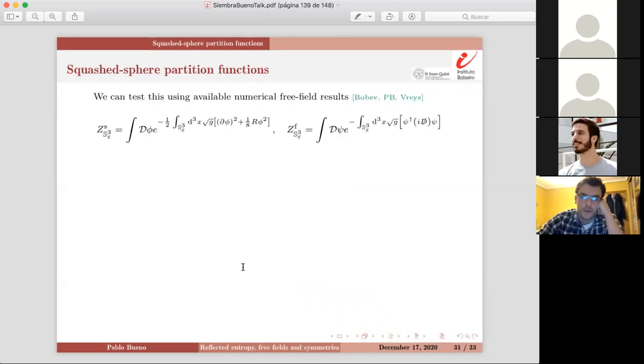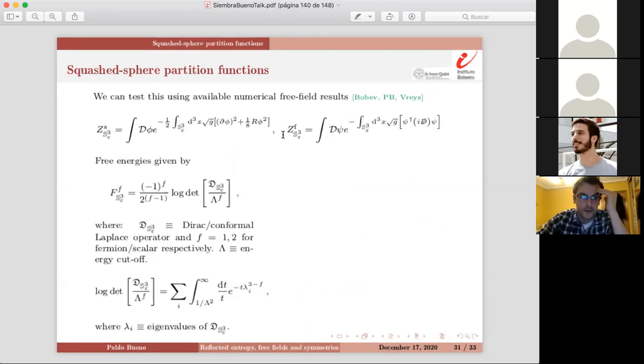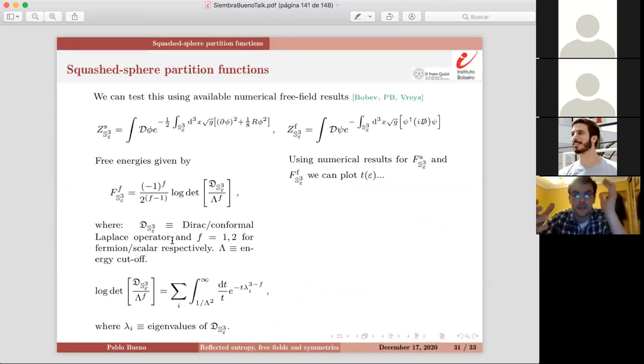So this is what we did. In this case, the only available results were for free fields, again, for free scalars and fermions. And here the calculation, of course, has nothing to do with holography. There's not much holographic about this. You need to compute this free energy, you need to regularize it, and for that you need the eigenvalues of the Dirac and Laplace operators and so on. It's a bit messy, but we had the numerical results for these functions of the free energy as a function of the squashing parameter, so we could plot this function.